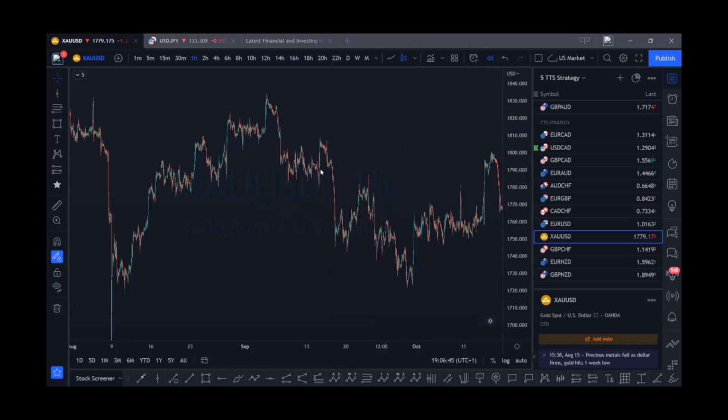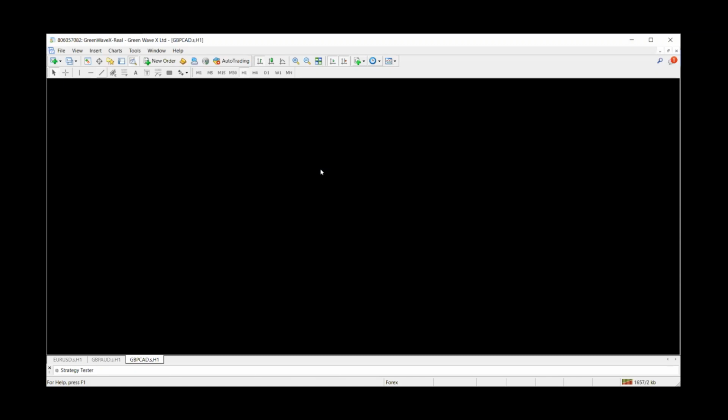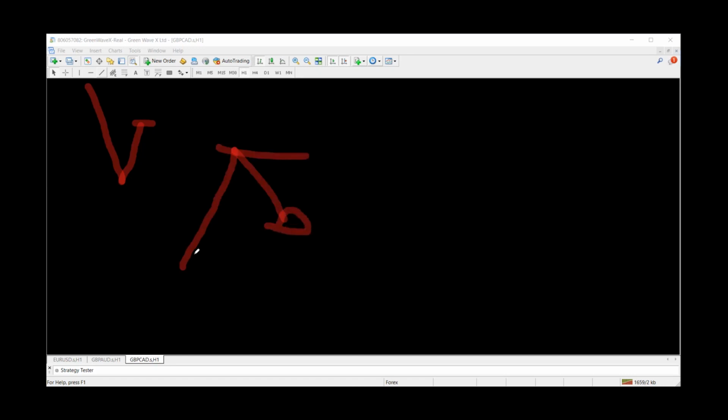So now let's try to define impulses and corrections better. Let's just look at the corrections. We know what impulses are. What you're going to notice is that corrections are of course smaller than impulses. I say most of the time, but actually it's all of the time. This is an impulse, this is a correction. The correction is formed within the body of the impulse. A correction should not be bigger than the impulse.